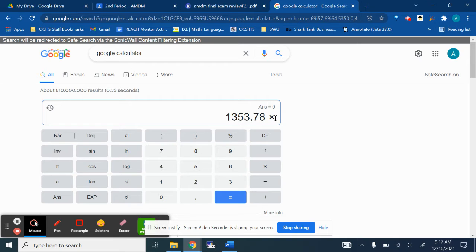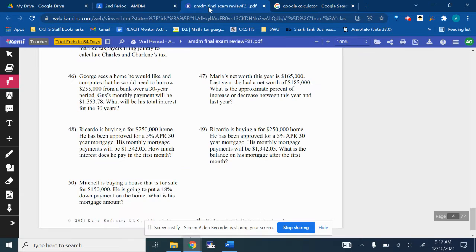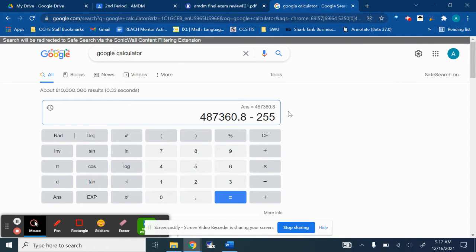Well, if he pays that every month, there are 12 months in a year, so in a year he pays that much. If he does that for 30 years, so times 30 years, he pays that much. That's how much he's paying the bank. So to figure out the interest, you just subtract what he borrowed, $225,000, because anything more than that he pays is interest.